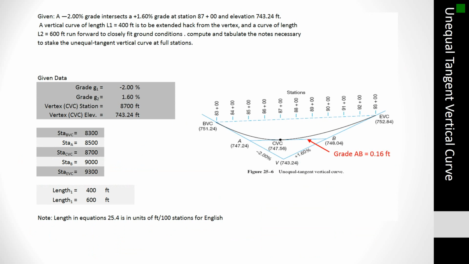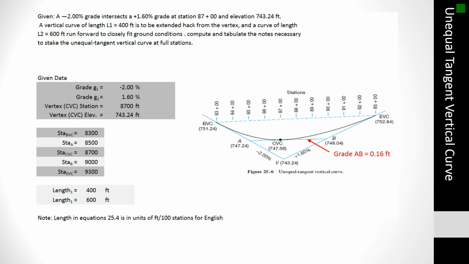In this example, we're going to talk about unequal tangent vertical curves. So we're looking at a sag that has a slope coming downhill at a negative 2% and a slope going uphill at a positive 1.6%. So it says a negative 2% intersects a positive 1.6% grade at station 87 plus 00 and at elevation 743.24. So that's this point right here.